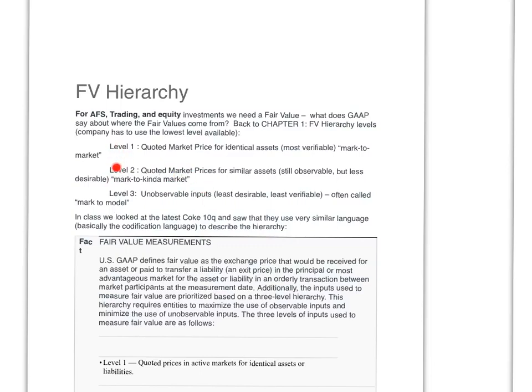If you don't have level 1 or level 2, you have to use level 3. That's where the management is basically coming up with its own idea of what fair value is based on cash flow models and getting some valuation expertise in there to come up with the values. This is often referred to as mark to model. This would be the least verifiable. That'd be the hardest to audit, right? More expensive to audit, those level 3 fair values.